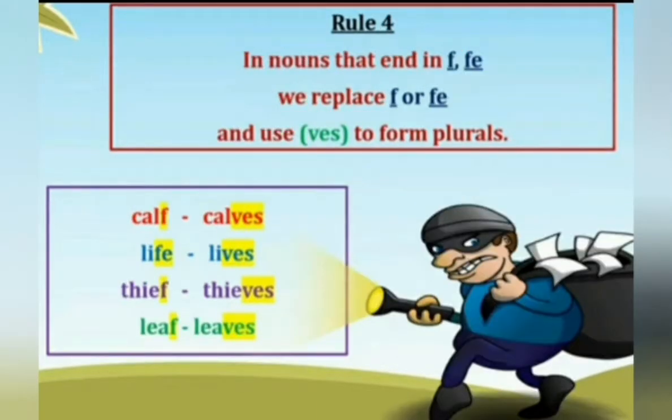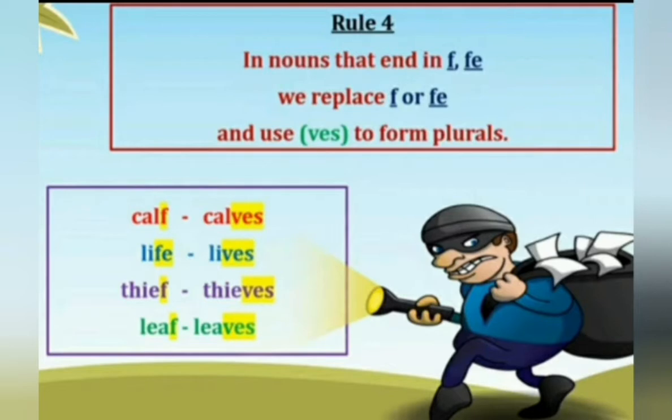Let's go to the next rule, rule number 4. In nouns that end in F or FE, we replace F or FE and use VES to form plurals. It means if we have a noun that ends with F or FE, we remove F or FE and add VES in place of F or FE. Examples: calf. Here we have a noun that ends with F. So here we have to remove F and add VES in place of F. So the answer is calves.